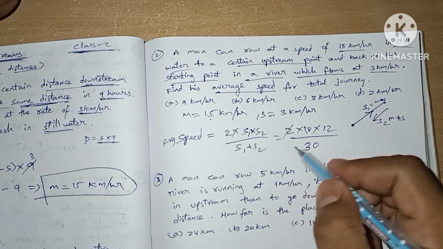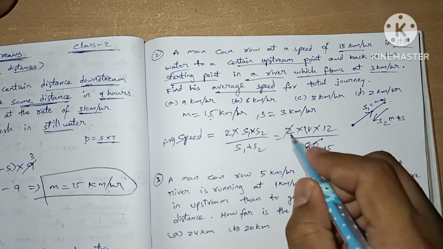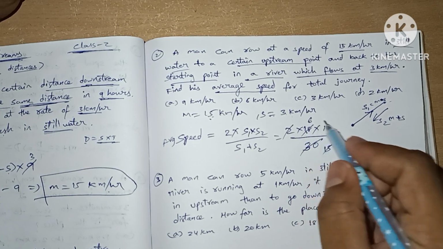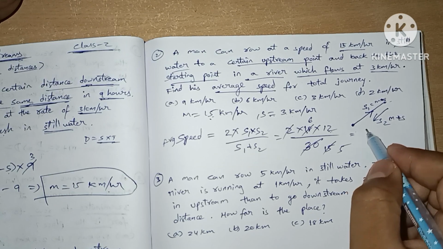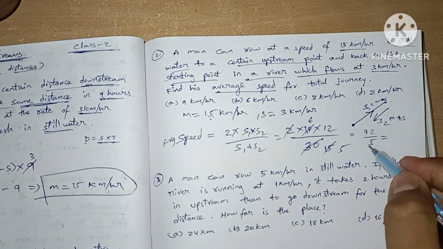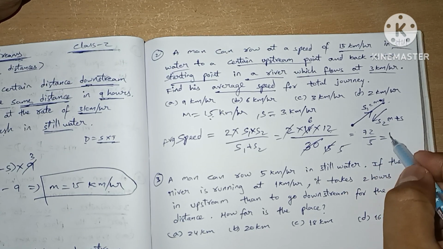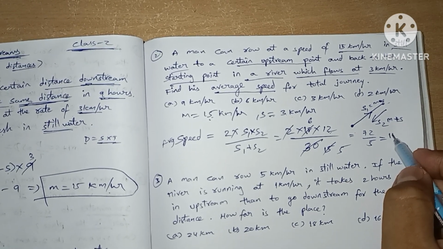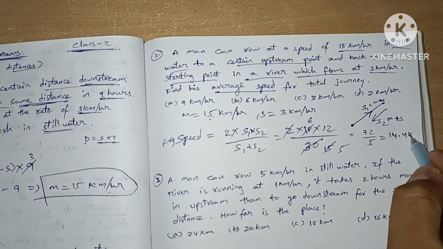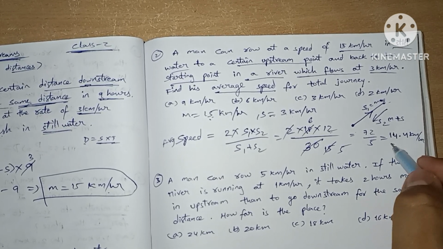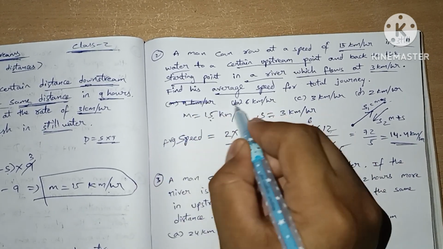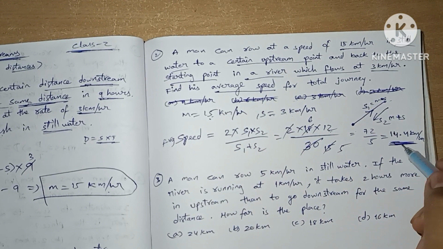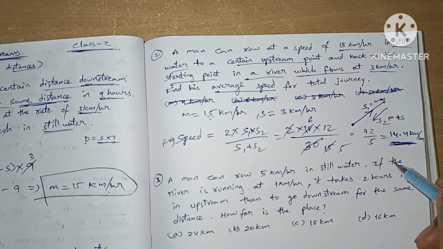So 3 times 15, 2 times 15, 3 times 5, 3 times 6. What we are left with is 72 divided by 5. So 10 divided by 2, which means 14.4 kilometers per hour is the average speed. Here the options are wrong. Here we got 14.4 kilometers per hour as the average speed.